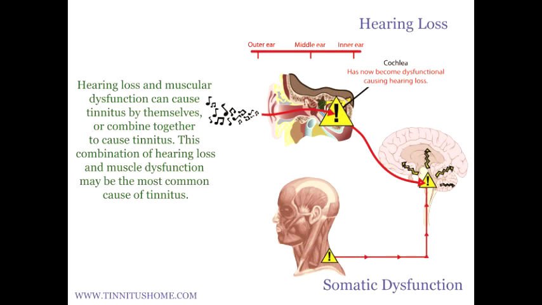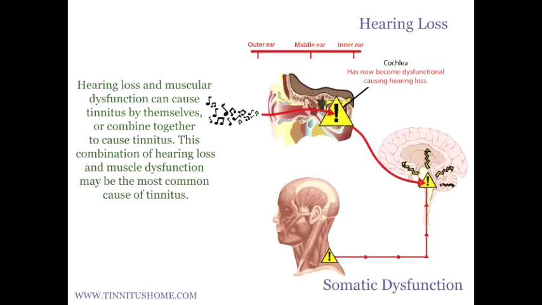We can summarize how tinnitus occurs as follows. If there is dysfunction in either of the two hearing systems, this can lead to overactivity of the first hearing center of the brain. This overactivity of the first hearing center of the brain is perceived by people as tinnitus.